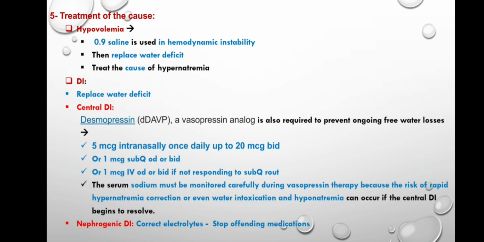And the serum sodium should be monitored carefully during vasopressin, I mean desmopressin therapy, because of the risk of rapid hypernatremia correction or even water intoxication and hyponatremia. يعني الفازوبريسين may cause even hyponatremia، يعني يحصل العكس، يحصل hyponatremia أو يحصل rapid hypernatremia correction, which is not good, as we told, may cause cerebral edema. Okay, النفروجينيك دي اي طبعا correct electrolytes and stop offending medications.